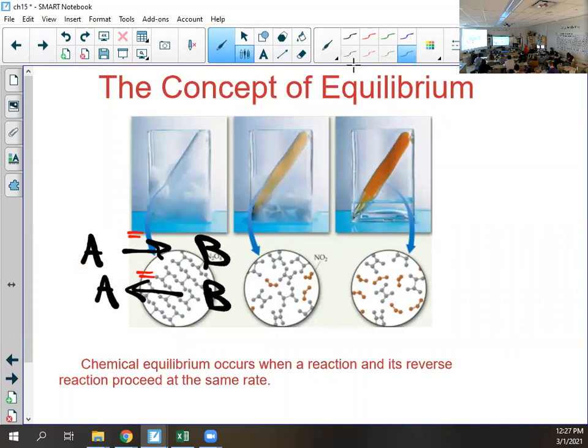The concept of equilibrium. The next 3 chapters are on equilibrium. It's really important. It is guaranteed that it will be 20% of the overall exam.